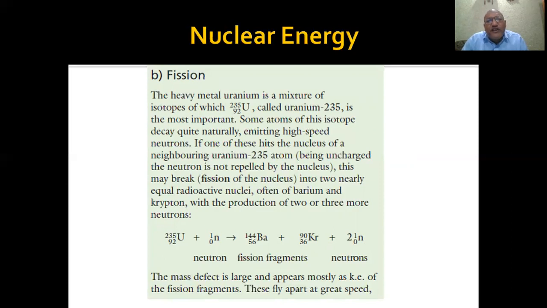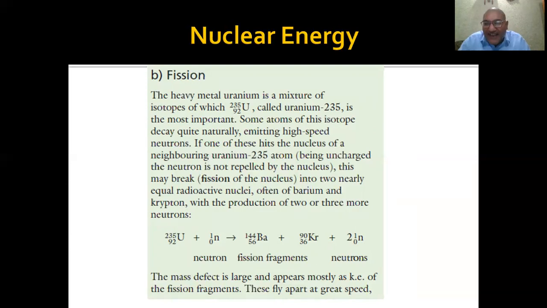The heavy metal uranium is a mixture of isotopes of uranium. Uranium-235, the isotope of uranium 92 235, is the most important. Some atoms of this isotope decay quite naturally, emitting high speed neutrons. If one of these hits the nucleus of a neighboring uranium-235 atom, being uncharged, the neutron is not repelled by the nucleus. This may cause fission of the nucleus into 2 nearly equal radioactive nuclei, often of barium and krypton, with the production of 2 or 3 more neutrons.